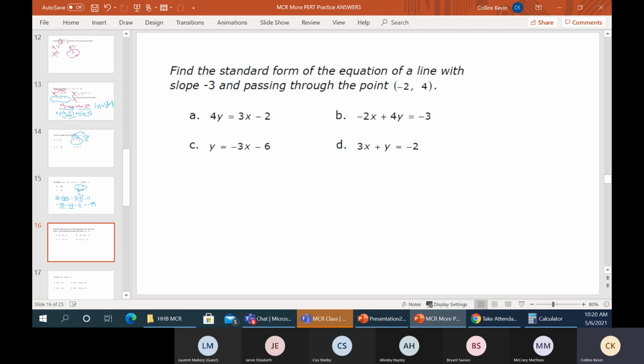All right, it says find the standard form of an equation of a line with a slope of 3 passing through the point (-2, 4). Okay, so I'm going to give you a little help on this one. Standard form is so many x and so many y equals a number. Those are not even in the right form. So it has to be one of these guys.